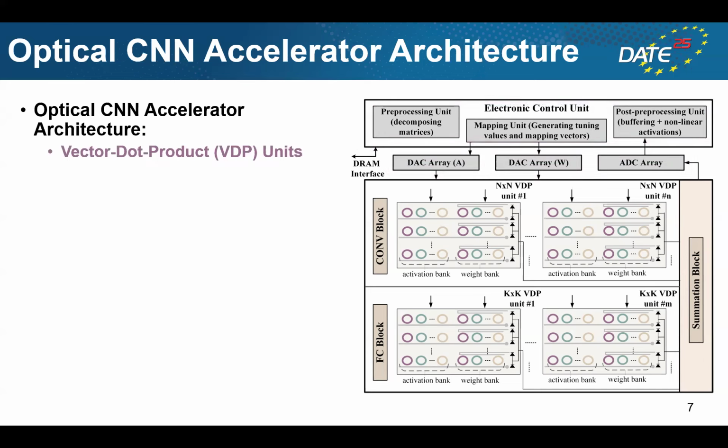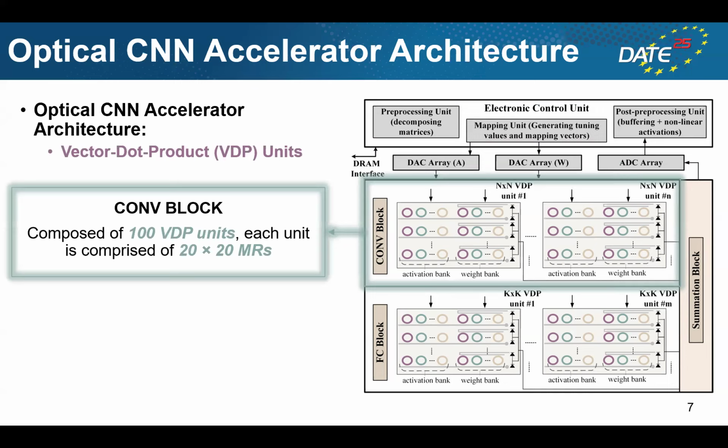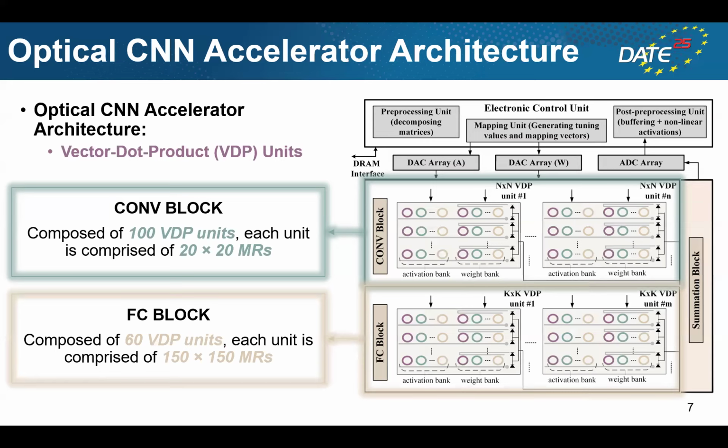Then for performing the multiplications or the vector dot product operations, we have VDP units. These are the rectangles with MR devices inside, and they're distributed onto two main blocks. The first one is the convolution block. As the name suggests, it's responsible for accelerating the convolution layers in the CNN. And this block is composed of 100 VDP units, and each unit is comprised of 20 by 20 MRs. And then we have the fully connected block, which is composed of 60 VDP units, and each unit is comprised of 150 by 150 MRs.